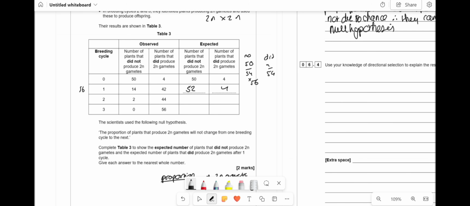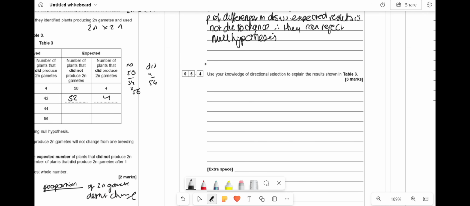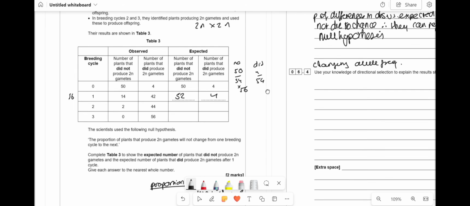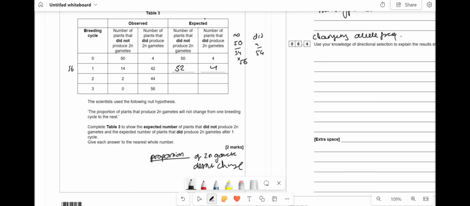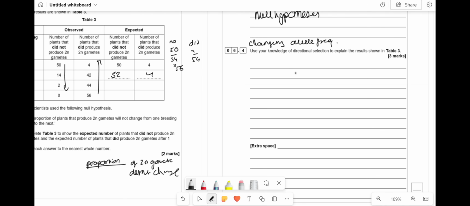Whenever you're looking at selection and evolution, this is all about changes in allele frequency. The whole thing to do with evolution is changing allele frequencies. In this circumstance, they've told you in the question that whether it produces 2n gametes or not is genetically controlled, as in there is an allele for this. Here, you can see that the numbers that did not produce 2n gametes were 50, 14, 2, and 0. Sorry, that's what was observed, against the expected. You can see that the number that did not produce them went down, whereas the number that did went up.